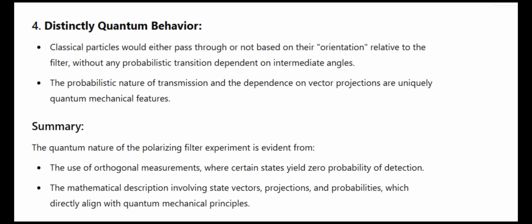Summary. The quantum nature of the polarizing filter experiment is evident from the use of orthogonal measurements, where certain states yield zero probability of detection, and the mathematical description involving state vectors, projections, and probabilities, which directly align with quantum mechanical principles.